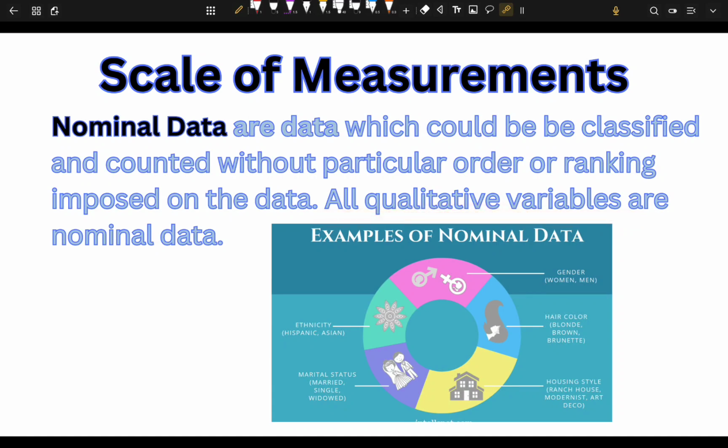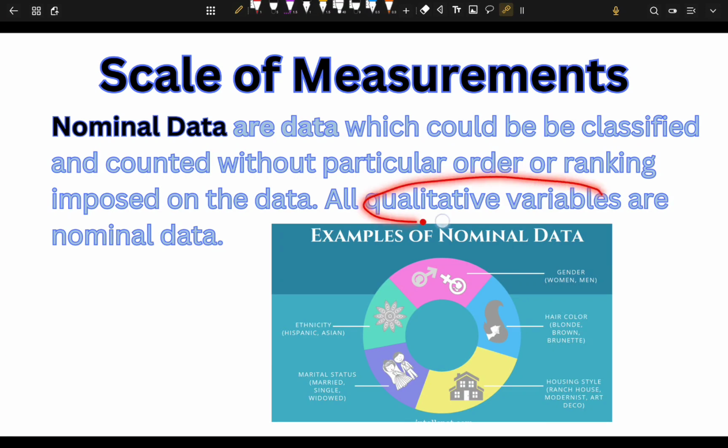For example na nga lang na nandito sa ating diagram, we have the gender, 'di ba? Sa gender natin, we have the women and men. Sa hair color, we have the blonde, brown, brunette. Tapos, pwede yung grayish na kulay ng buhok. Sa housing style, meron tayong ranch, modernist, art deco, 'di ba? Nabibilang natin sila. Ganun din pagdating sa ethnicity, religion, ang dami. Ang dami ng qualitative variables na pwedeng mapunta sa isang nominal data. Pag nominal data, qualitative variable.